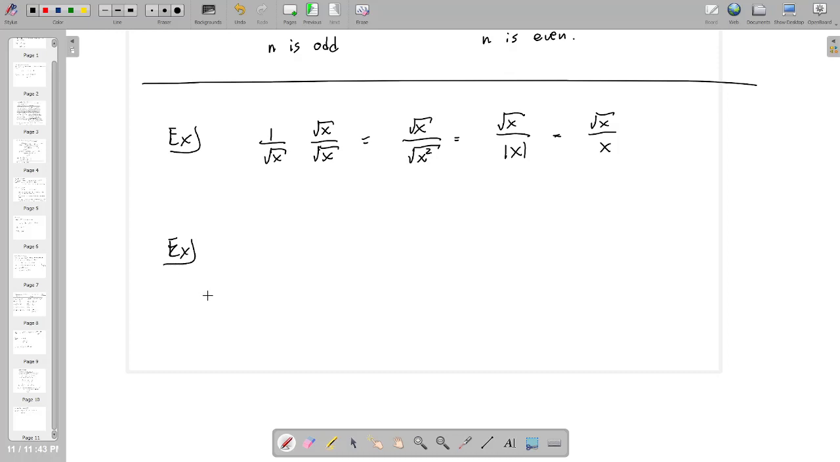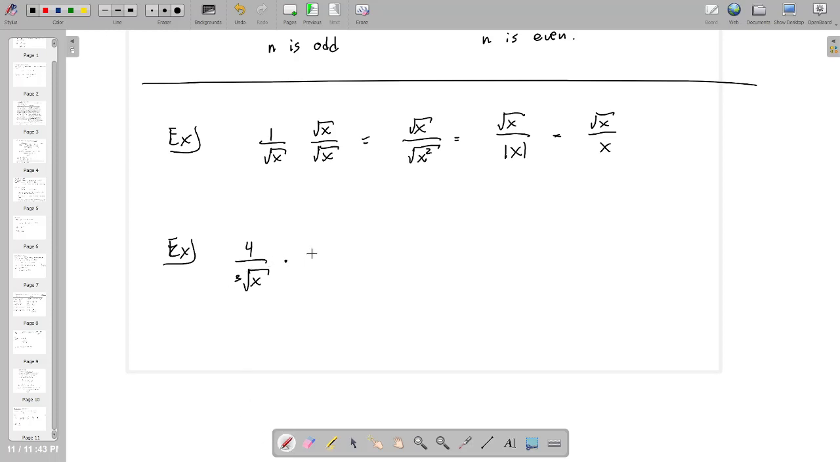Another example, this one's going to be a little bit trickier. We also want to rationalize the denominator of this particular problem. 4 over the cube root of x. So I want to rationalize this. Well, right now I have the cube root of x. Now I have an exponent of 1 here, but I have an index of 3. So maybe pause the video and try to figure out what you need to multiply by in order to get this to become a rational denominator, to rationalize the denominator.